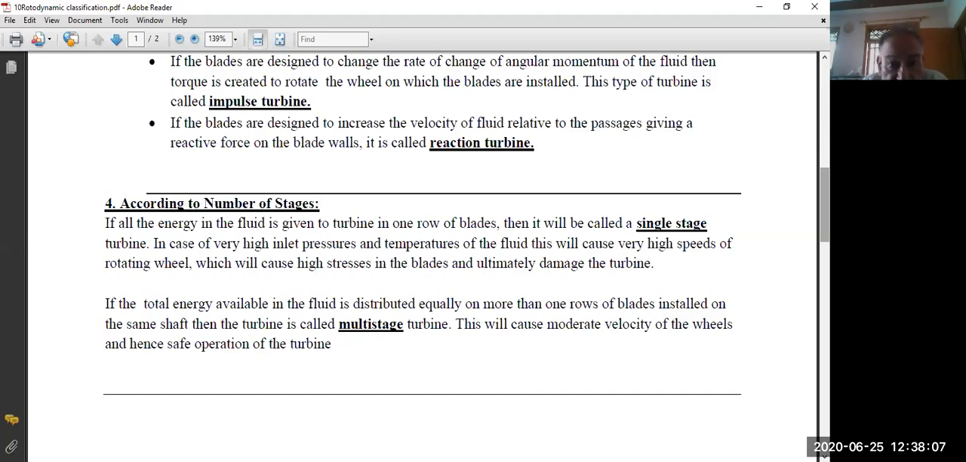Now, according to the number of stages, we can also define rotodynamic machines. If the energy in the fluid is given to the turbine in one row of blades, then it is called a single stage turbine. In case of very high inlet pressures and temperatures of fluid, this will cause very high speeds of the rotating wheel, which will cause high stresses in the blades and ultimately damage the turbine. If the total energy available in the fluid is distributed equally over more than one row of blades installed on the same shaft, then the turbine is called a multi-stage turbine. This will cause moderate velocity of the wheels and hence safe operation of the turbine.